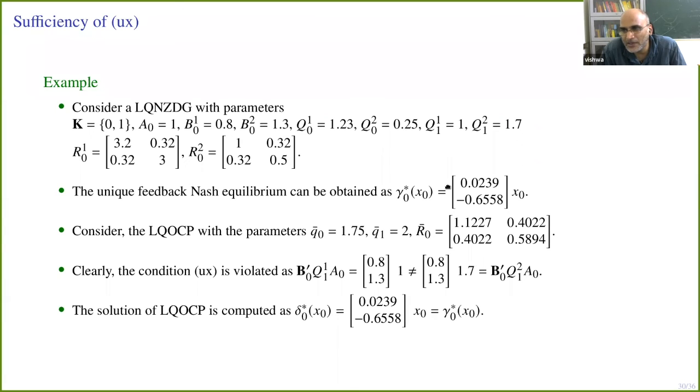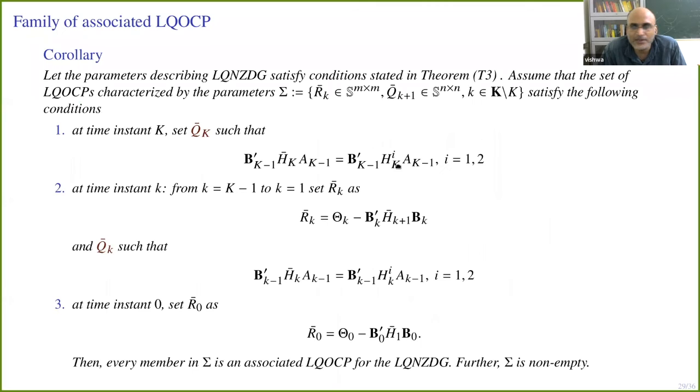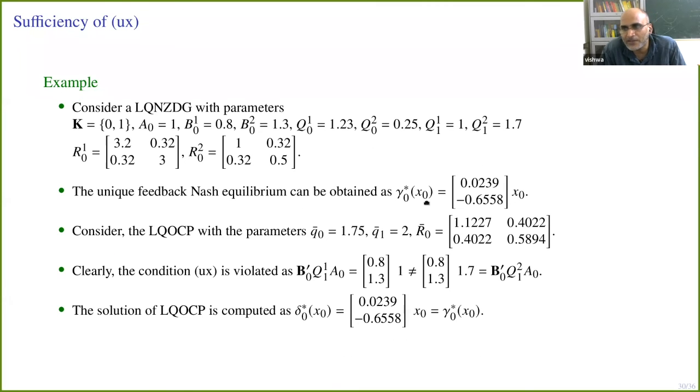So that means, of course, these are sufficient conditions. So we can always have optimal control problems which provide the feedback Nash equilibrium of the game, even if the game does not admit these sufficient conditions.